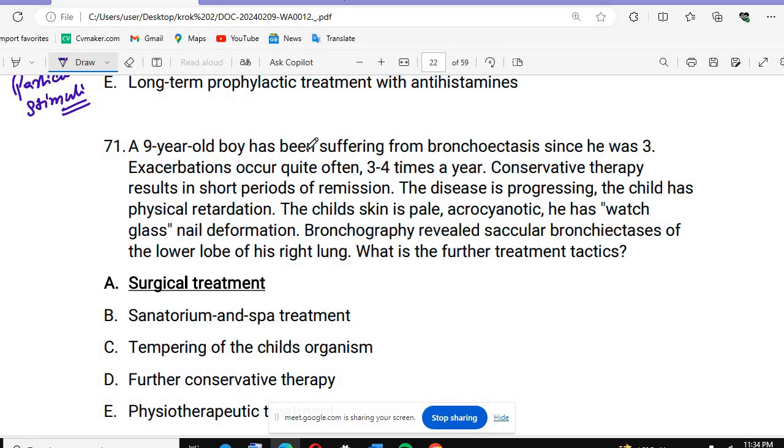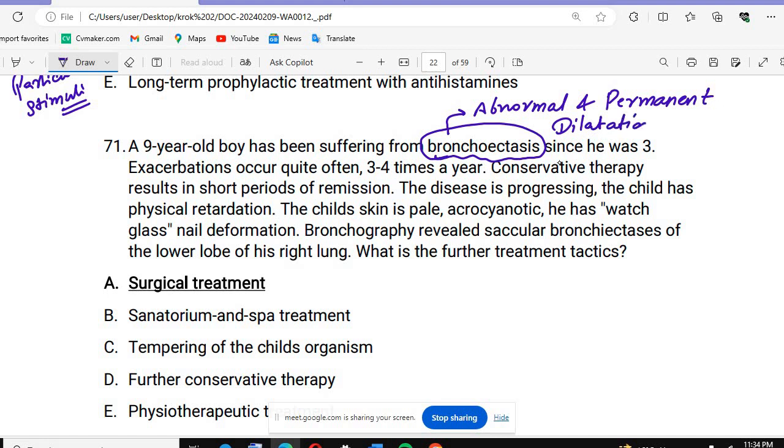Then the next question: a 9-year-old boy suffering from bronchiectasis. See, in case of bronchiectasis, we already discussed it, I think. In bronchiectasis we have abnormal and permanent dilatation of the airways.